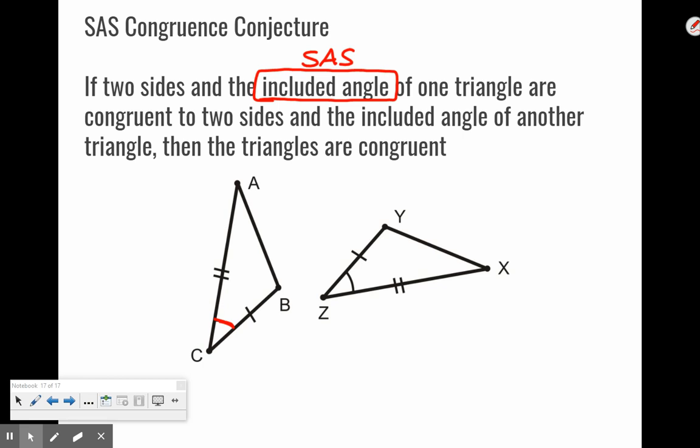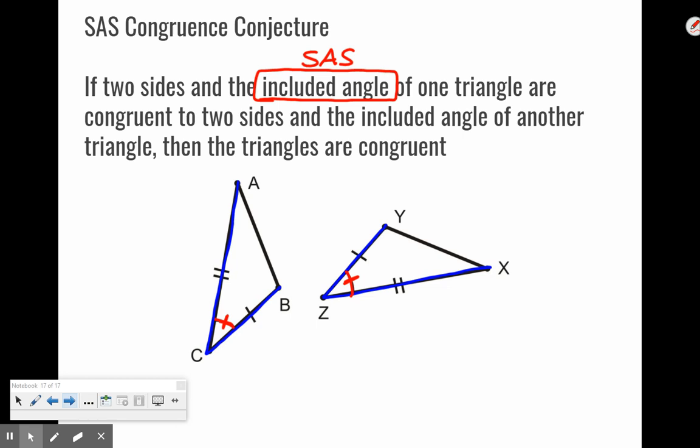So let's talk about this. Notice that I have side AC and BC. I have YZ and XZ. And then I have this angle C and this angle Z that are congruent to each other. And notice that C and Z are both in between those two congruent sides. So that's the key here when we're talking side-angle-side, is that angle is in between those two congruent sides. It is important.